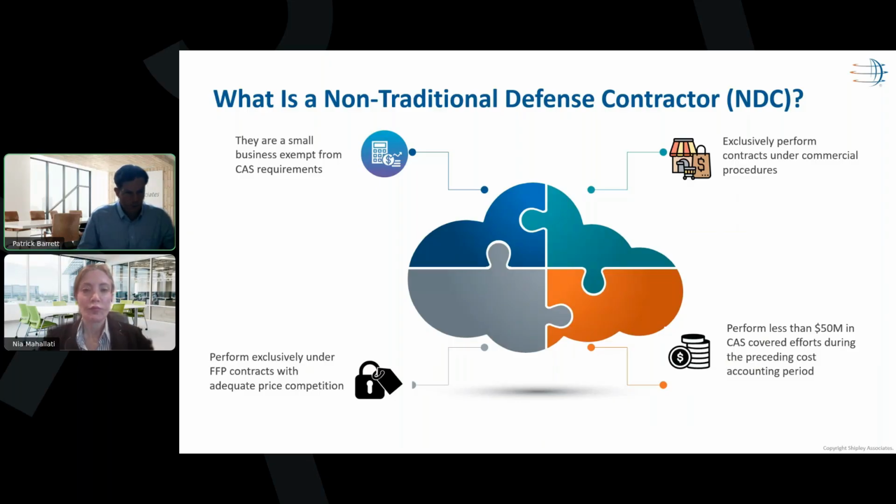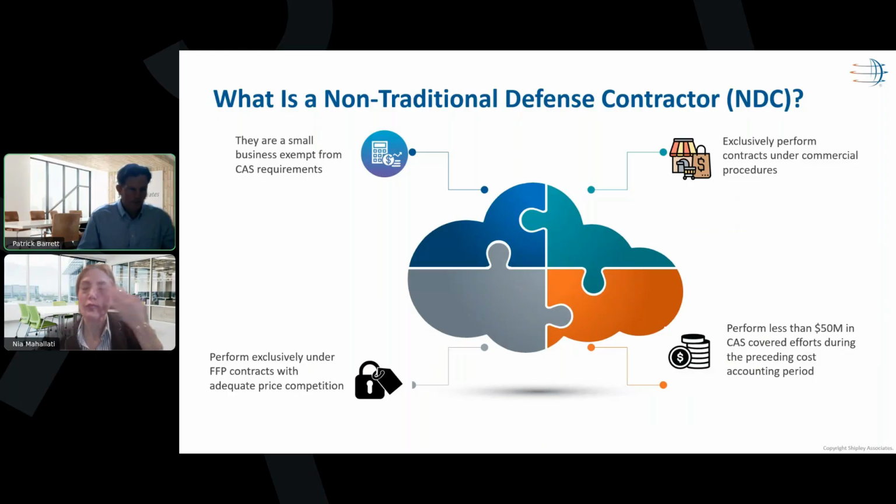So what are they? There's four different tenets. And number one, they're small businesses exempt from CAS requirements. So they technically don't need to be a small business. There's a formal definition of small business, but they have to be exempt from the cost accounting standards.